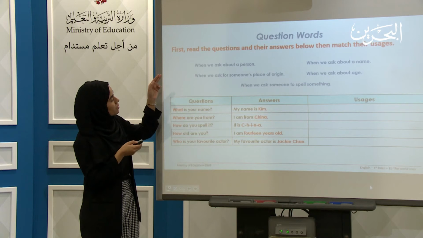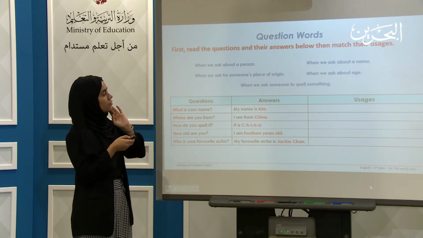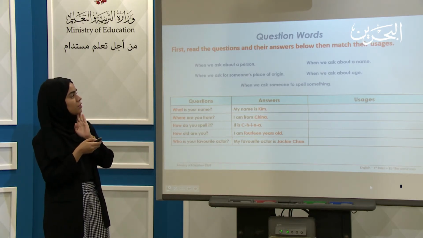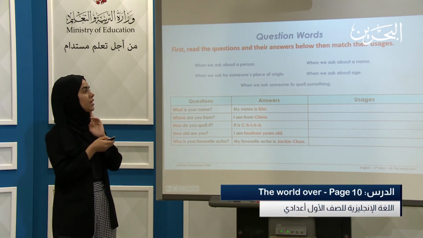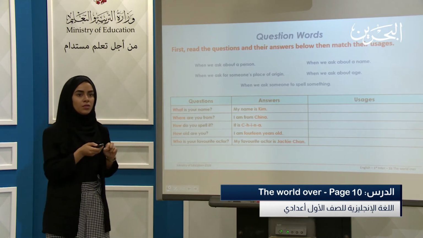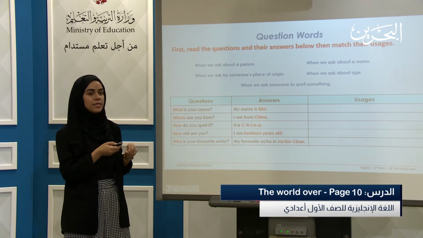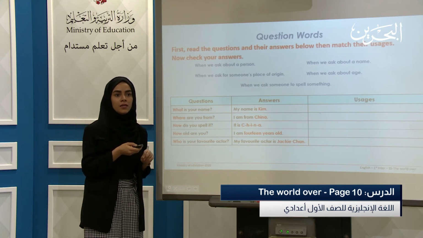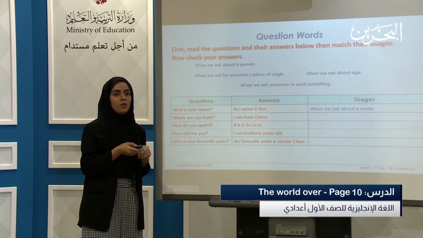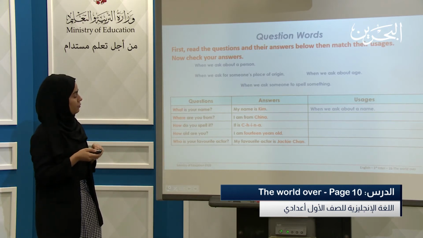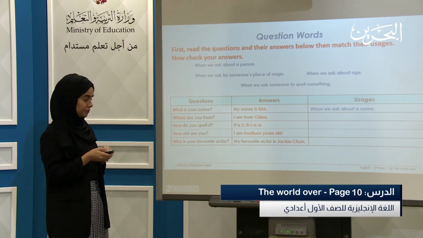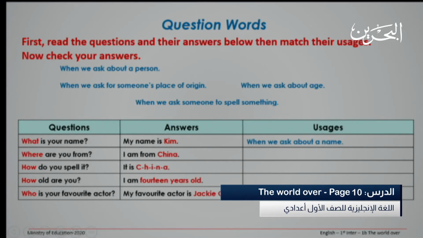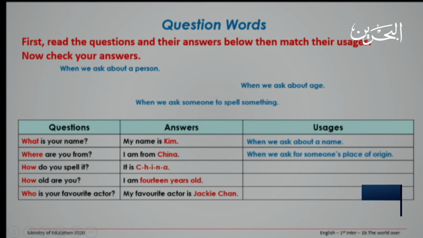When you ask about a person, when we ask someone's place of origin, when we ask someone to spell something, or when we ask about age, or when we ask about a name. What's your name? My name is Kim. So the answer is when we ask about a name. For number 2, where are you from? I am from China. So the use is when you ask about someone's place of origin.